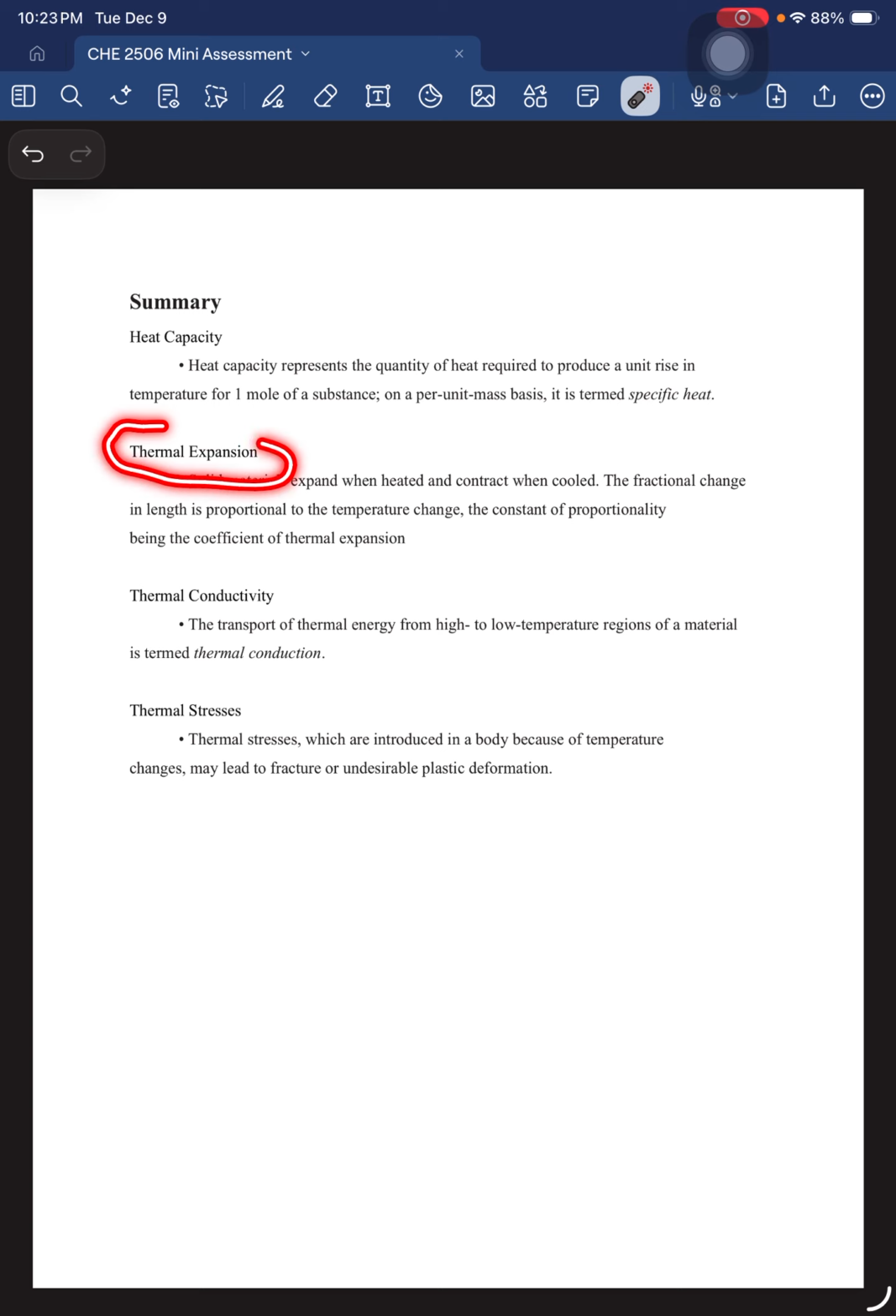And the next one, we talked about thermal expansion. Solid materials expand when heated and contract when cooled. The fractional change in length is proportional to the temperature change, the constant of proportionality being the coefficient of thermal expansion. And the third one was thermal conductivity. The transport of thermal energy from high to low temperature regions of a material is termed thermal conduction. And the last one is thermal stresses. Thermal stresses, which are introduced in a body because of temperature changes, may lead to fracture or undesirable plastic deformation.